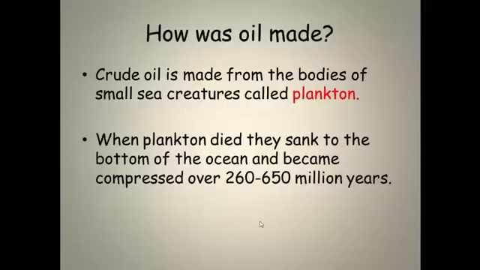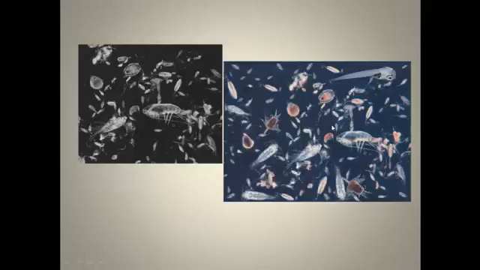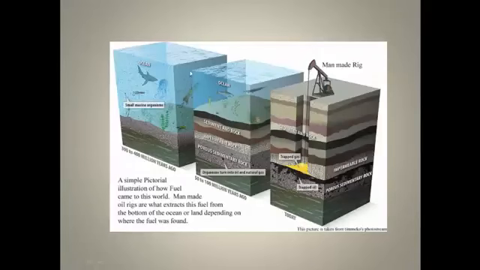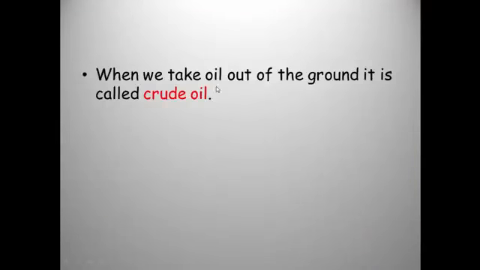Okay, so crude oil. How was it made? It was made from the bodies of plankton. Plankton died, and when they sank to the bottom of the ocean, they became compressed over 260 to 650 million years. Here are some pictures of plankton, some sea creatures I'm talking about right now. Sea creatures sink to the bottom, and over millions of years the oil forms there, and obviously we drill to be able to get to it. We'll be able to get oil and gas in the same kind of area. Here's another picture demonstrating that over millions of years, and here we are, a man-made rig taking out the trapped gas and the trapped oil.